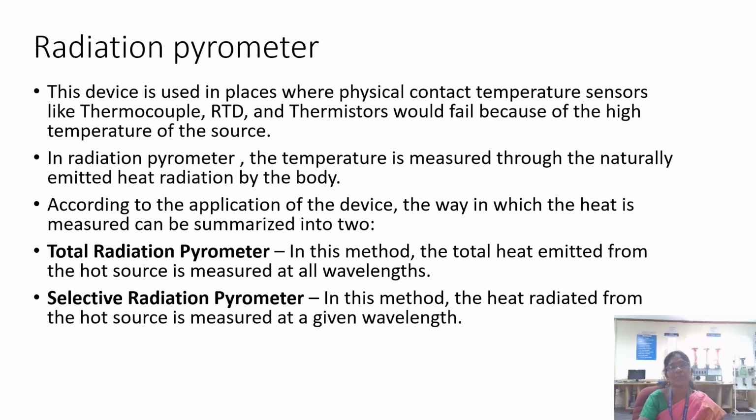Radiation pyrometer: the device is used in places where physical contact temperature sensors like thermocouple, RTD, thermistor would fail because of the high temperature of the sources. In a radiation pyrometer, the temperature is measured through the naturally emitted heat radiation by the body. According to the application of the device, the way in which the heat is measured can be summarized into two. Total radiation pyrometer: in this method, total heat emitted from the hot source is measured at all wavelengths. Selective radiation pyrometer: in this method, heat radiated from the hot source is measured at a given wavelength.